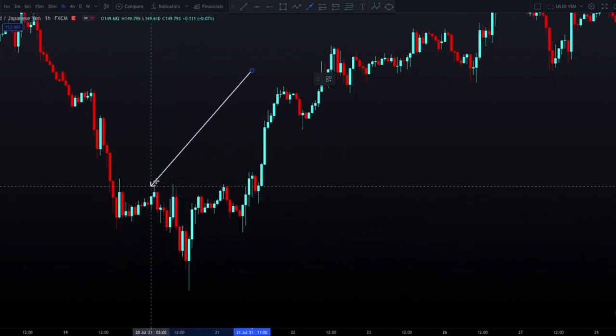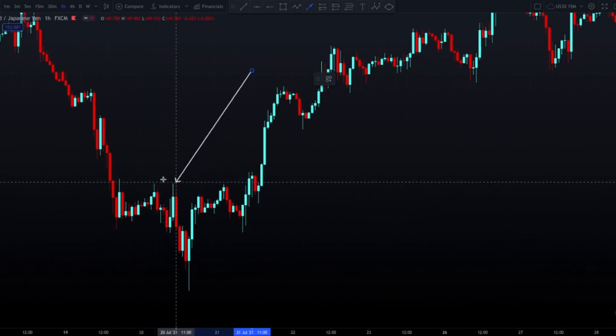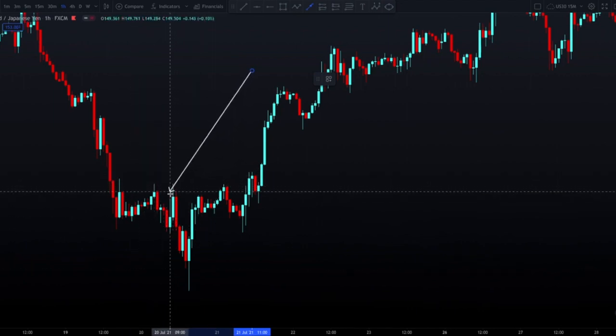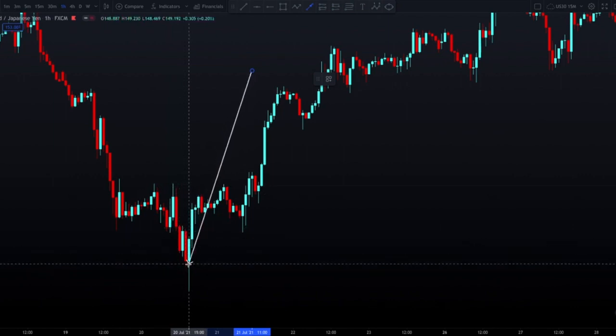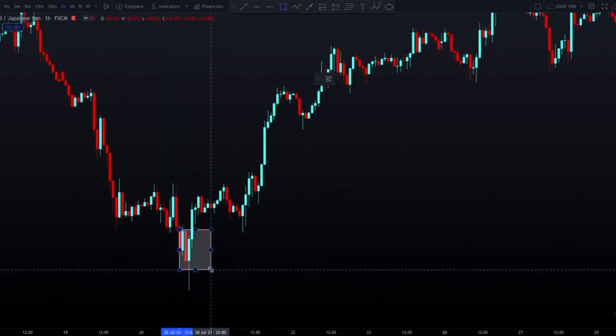So here you can see the last bearish candle before the bullish move, right? So this is the bullish order block, okay? Okay, let's draw.